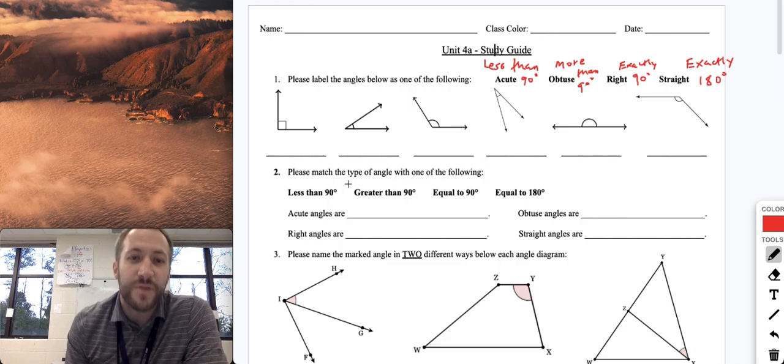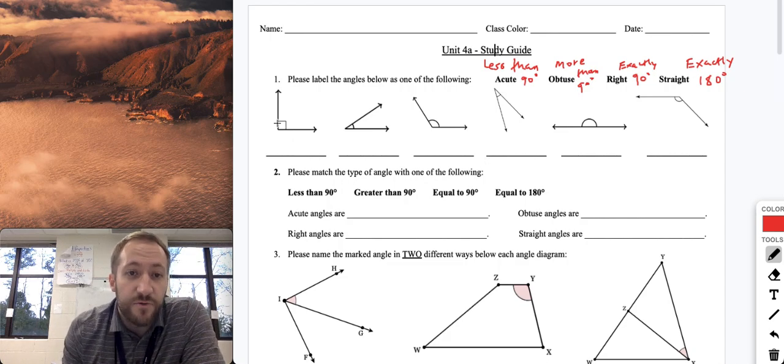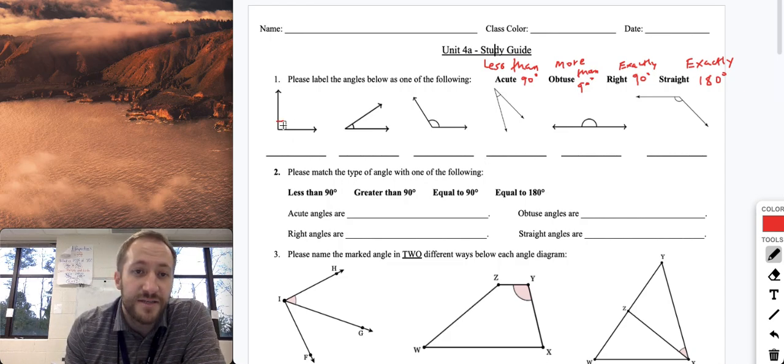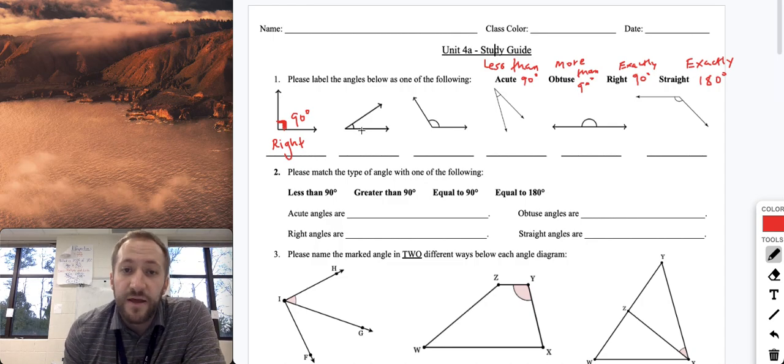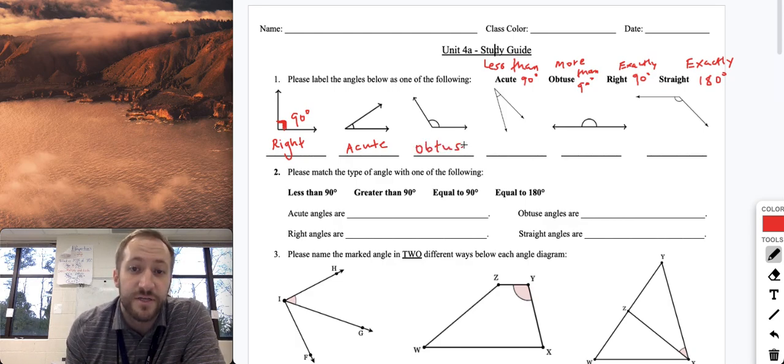There we go. All right, so this first one, this is a right angle, and we know because it has this box right here. Whenever you see that box, that's the symbol for a right angle, okay? So this one is a right angle. It's exactly 90 degrees. This one over here, this is an acute angle. It's less than 90 degrees. This one right here, this is an obtuse angle. It's greater than 90 degrees.